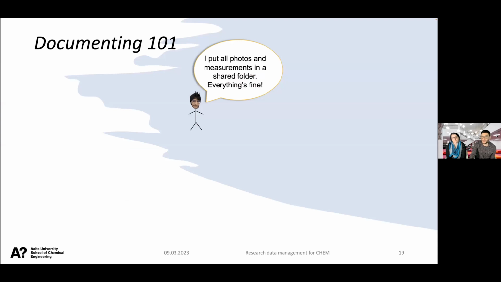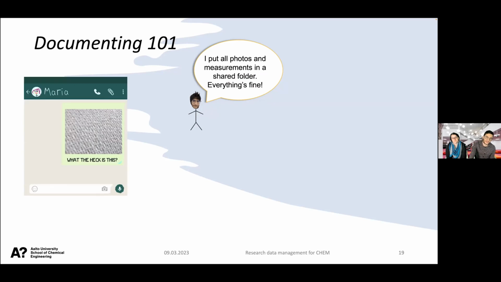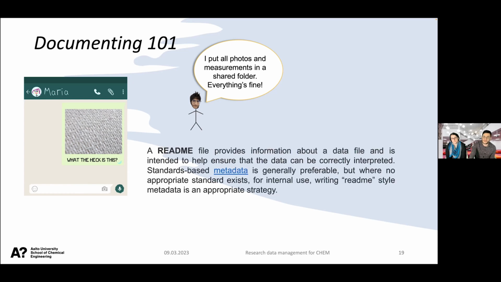So I put all photos and measurements in a shared folder, so everything is fine. And then actually you didn't document it properly. And Maria now is asking you, what the heck is this? I don't understand what you did. And then you are either going to waste more time explaining, or, as the bare minimum practice, write a README file where you put the description of the experiments or the data set or whatever. You can decide on which level you are talking.